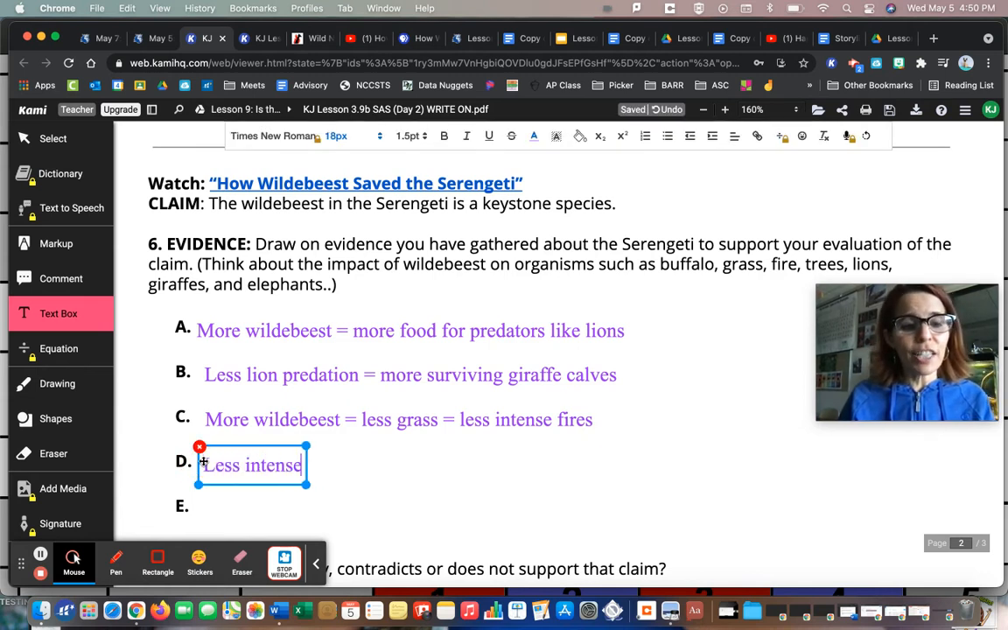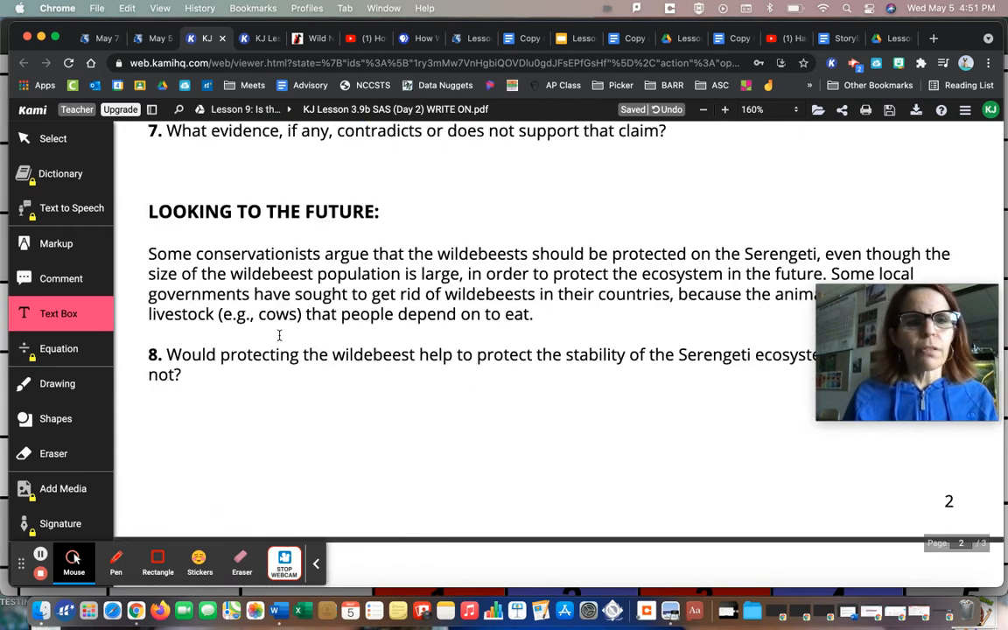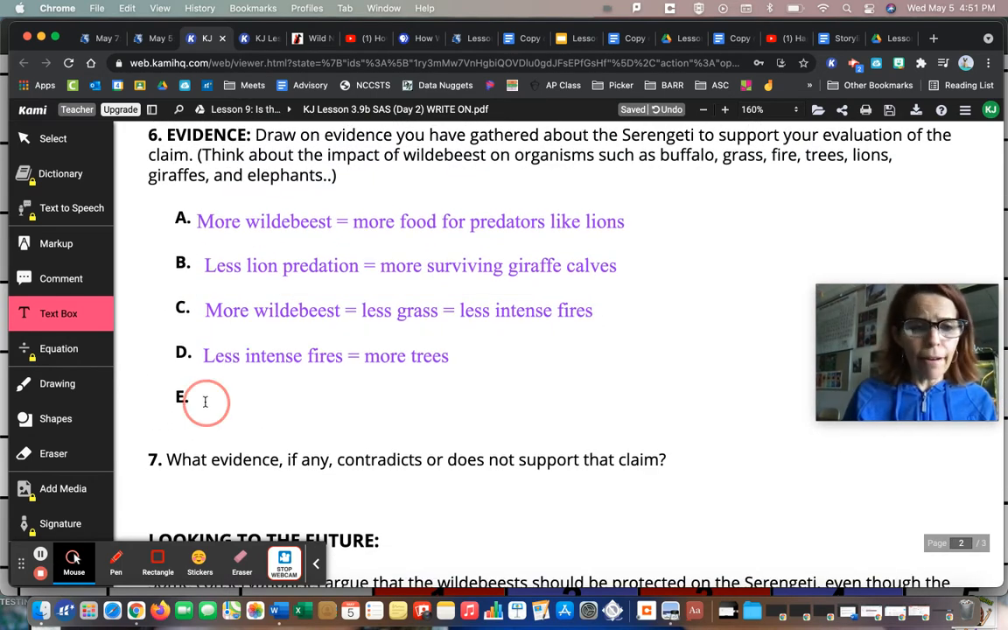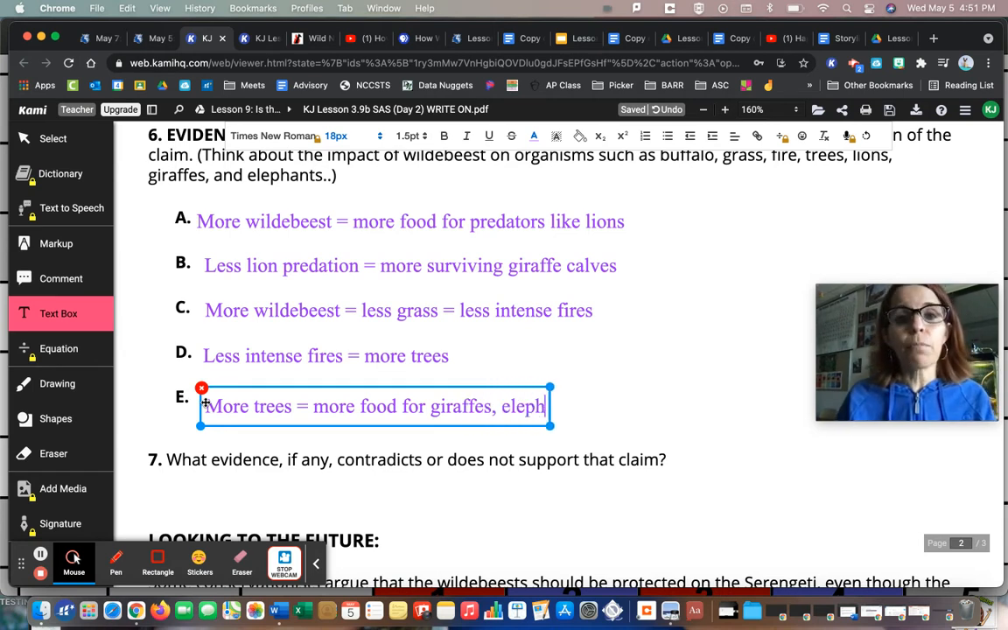And then let's take that step. Less intense fires equals more trees. And then what's the impact of more trees? More, what happened there? More trees equals more food for giraffes, elephants. This came right from the video. Elephants, birds, and other animals that need those trees.